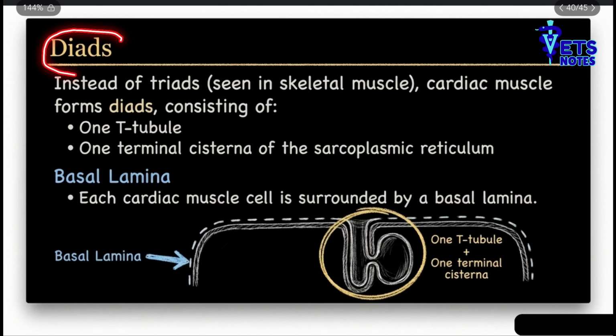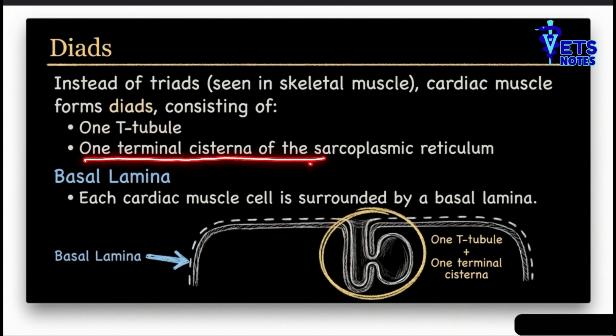In skeletal muscle you find the triad, but here you will find diads, very important. Instead of triads seen in skeletal muscle, cardiac muscle forms diads. You will find one T-tubule and one terminal cisterna: the T-tubule is an invagination of the sarcolemma and the terminal cisterna is of the sarcoplasmic reticulum. Each cardiac muscle cell is surrounded by a basal lamina.